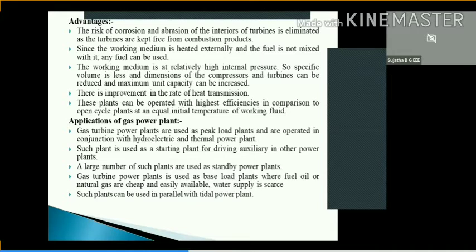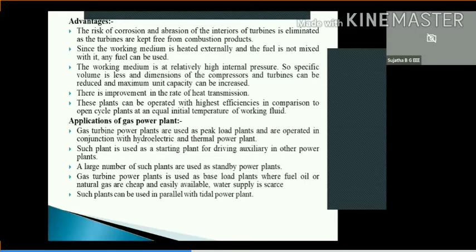Whereas if you use gas turbine power plants, they can be quickly installed. So that's why, when there is a sudden increase in the load demand, these gas turbine power plants play a very important role. Mainly they are used as peak load plants and are operated in conjunction with hydroelectric and thermal power plants. Of course, thermal and hydroelectric power plants produce large scale power generation.